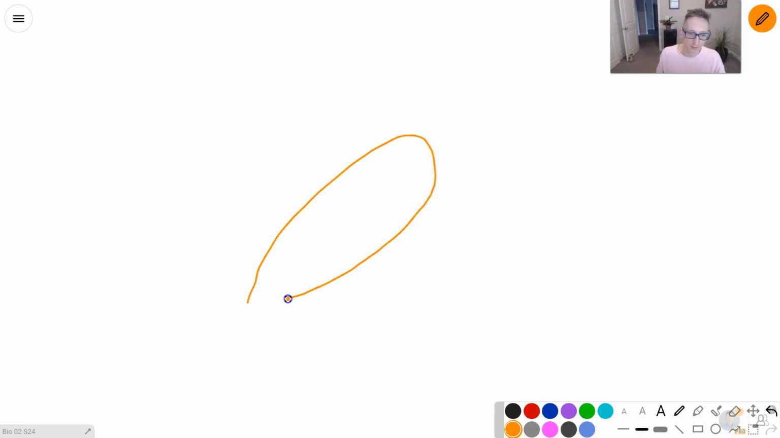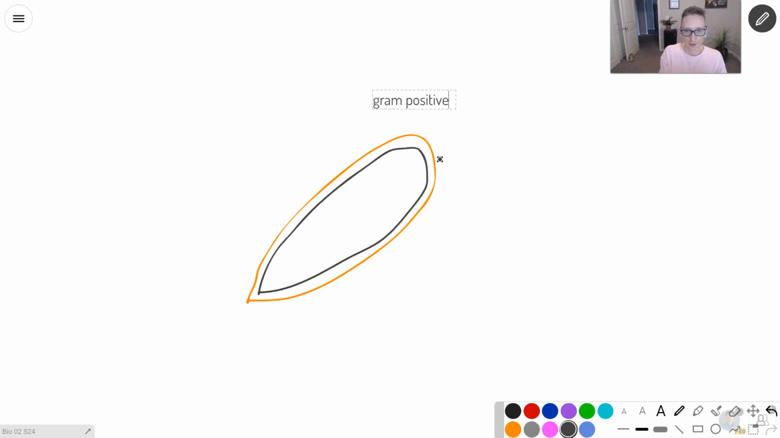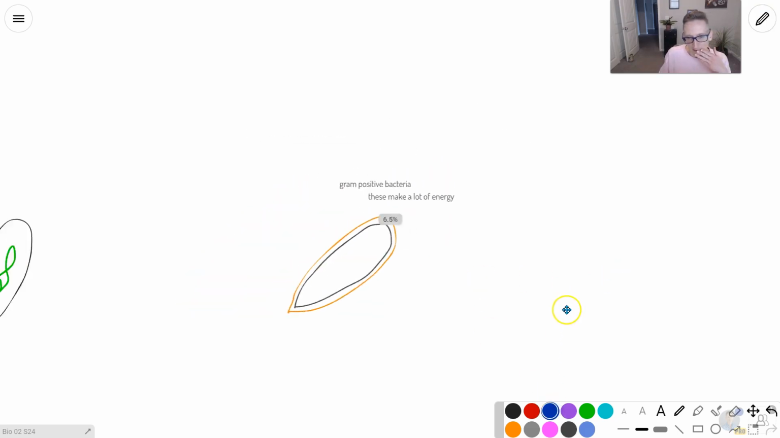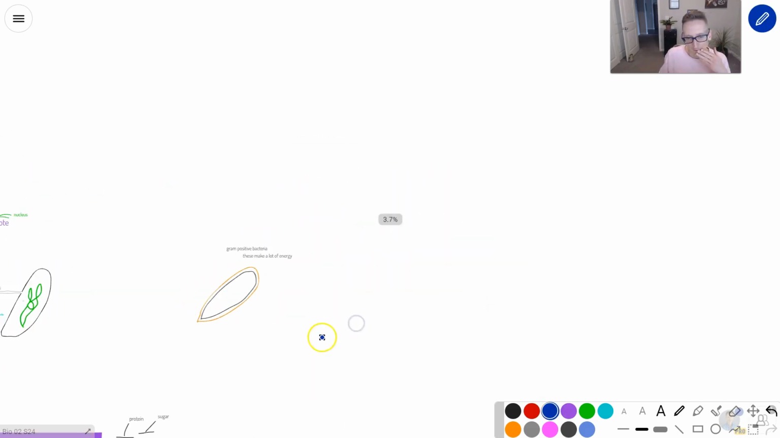Got our one membrane. Got our inner membrane, like so. All right, we got our two membranes. This will be a gram-positive bacteria. And these make a lot of energy. Okay. All right, now let's say we got another bacteria, but it's a lot bigger. We got this big old bacteria here.